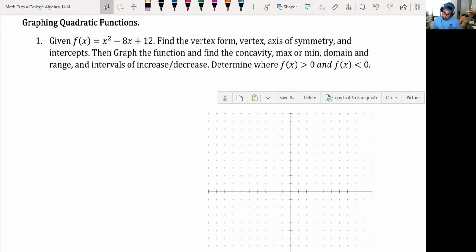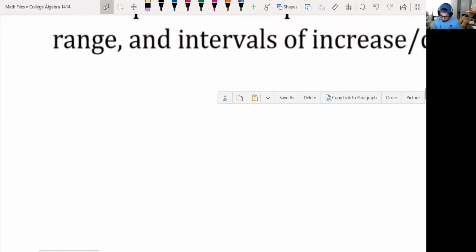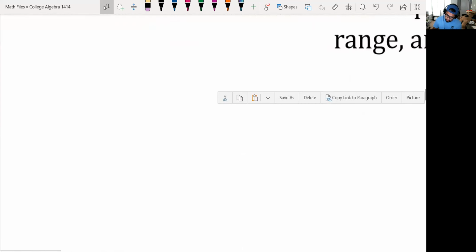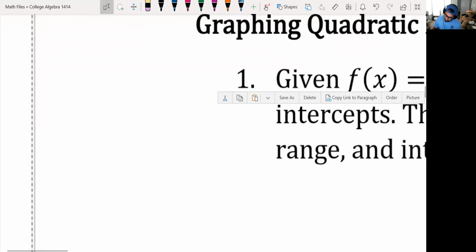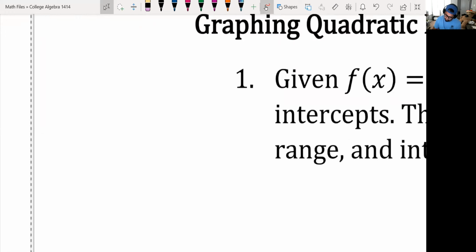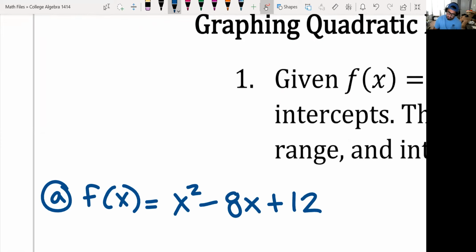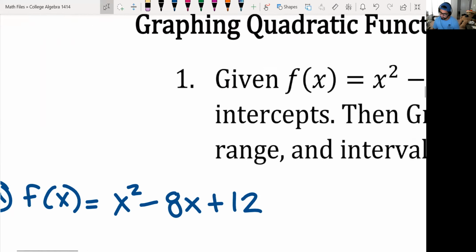Okay, let's get started. How much can I zoom in here? Right there, that's perfect. Let me use all my room. What's the function? x squared minus 8x plus 12. So we'll say A. x squared minus 8x plus 12, right? Writing it down is helpful, okay?